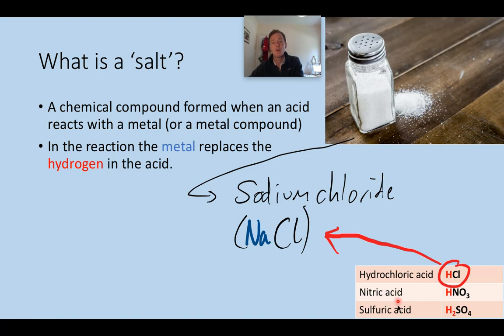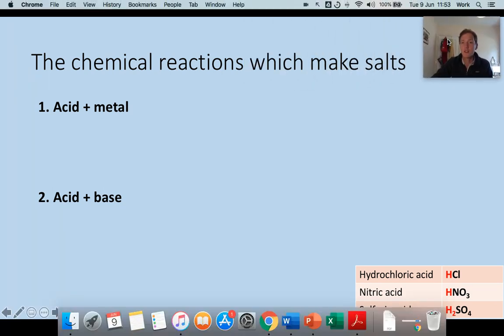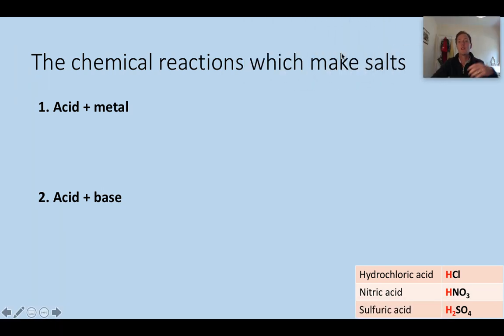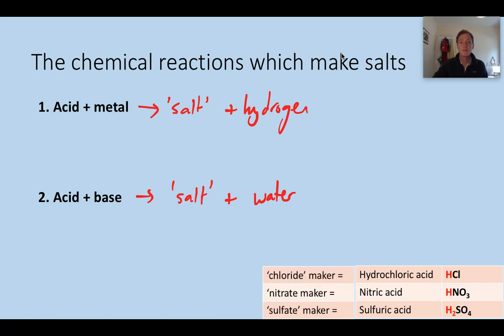And these 3 different types of acid can do this. And they do that in different reactions. And here we're going to have a quick look at those different reactions. 2 particular types, acid plus metal and acid plus base. In acid plus metal, we always make a salt and hydrogen, whereas acid plus base makes a salt and water. And the salts can be different. Hydrochloric acid always makes chloride salts. Nitric acid always makes nitrate salts. And sulfuric acid always makes sulfate salts.